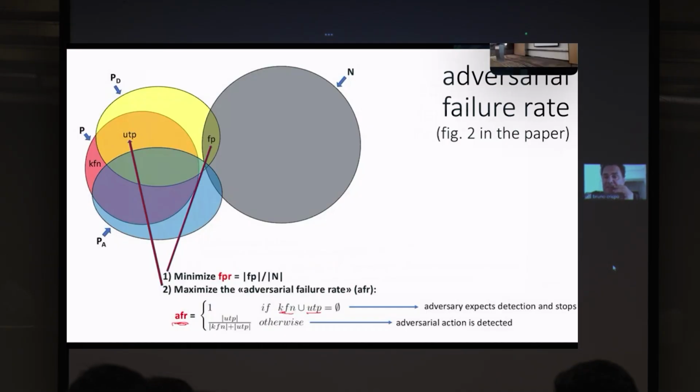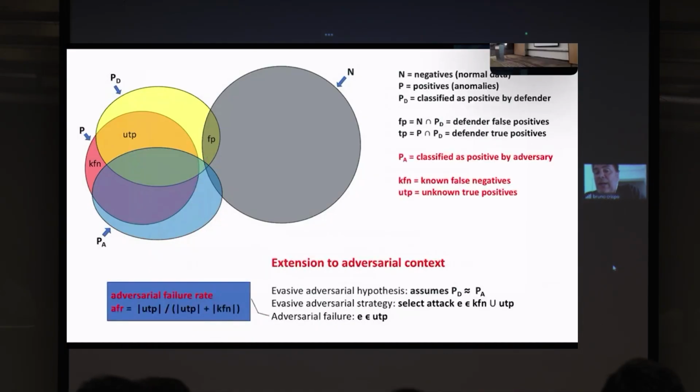Otherwise the rate is given by the unknown TP, so the ones that, if the adversary selects them, will be stopped, over the number of all these plus the ones that passed through. This is the way in which we compute the adversarial failure rate. And this is for a single point, but we can then also build a curve for the adversarial failure rate. So to have something similar to the ROC curve also for the AFR.